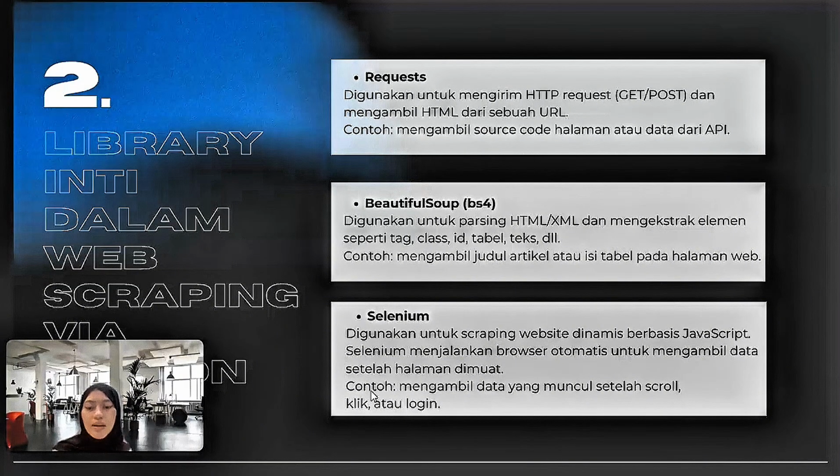Next is the main Python libraries for web scraping. First is Requests. Requests is used to send HTTP requests such as GET or POST and retrieve HTML content from a website. For example, it can be used to get the source code of a web page. And the second is Beautiful Soup. Beautiful Soup is used to parse HTML files and extract specific elements such as text, classes, and tables.